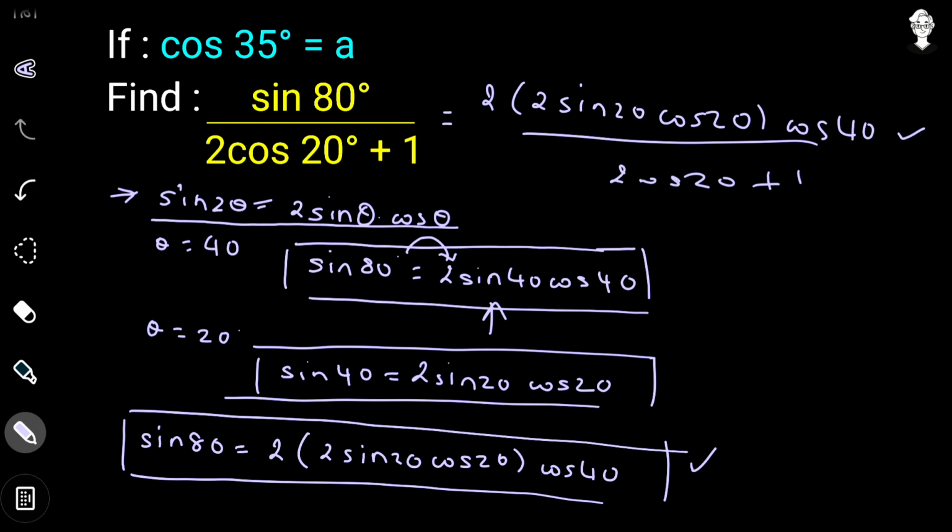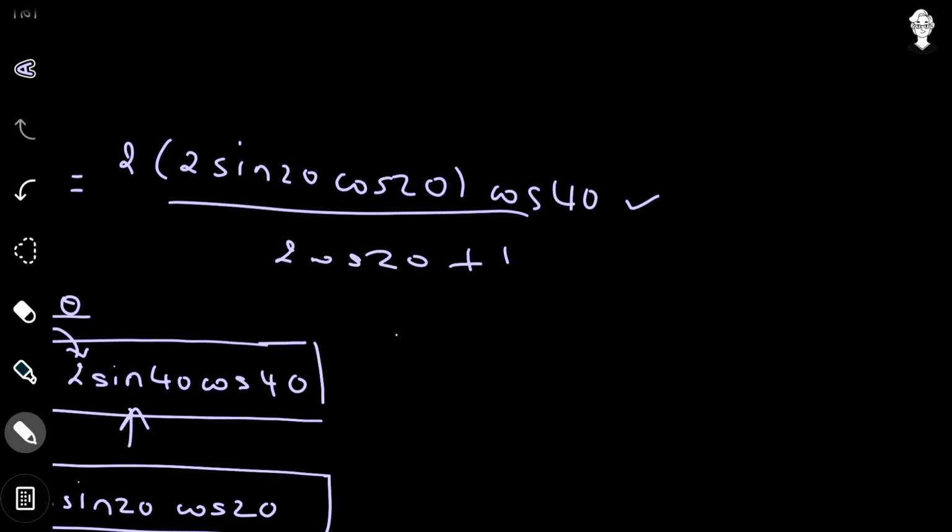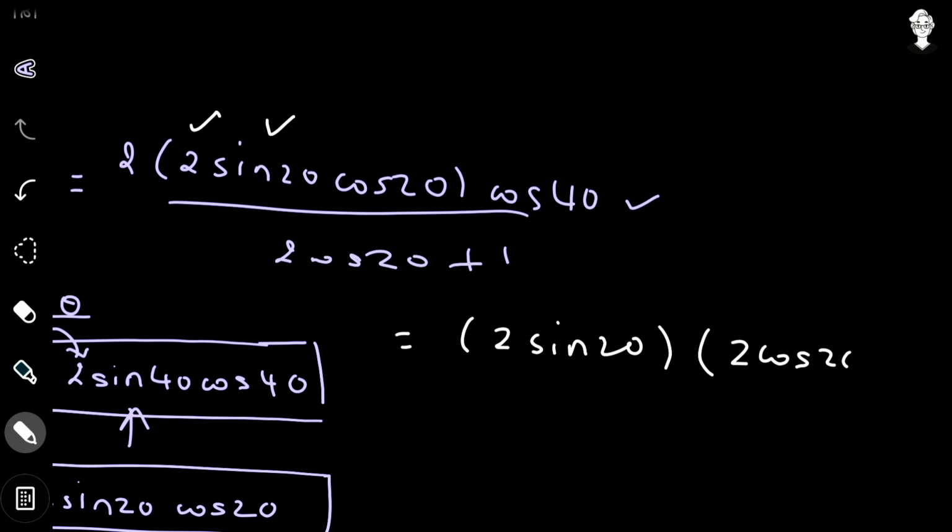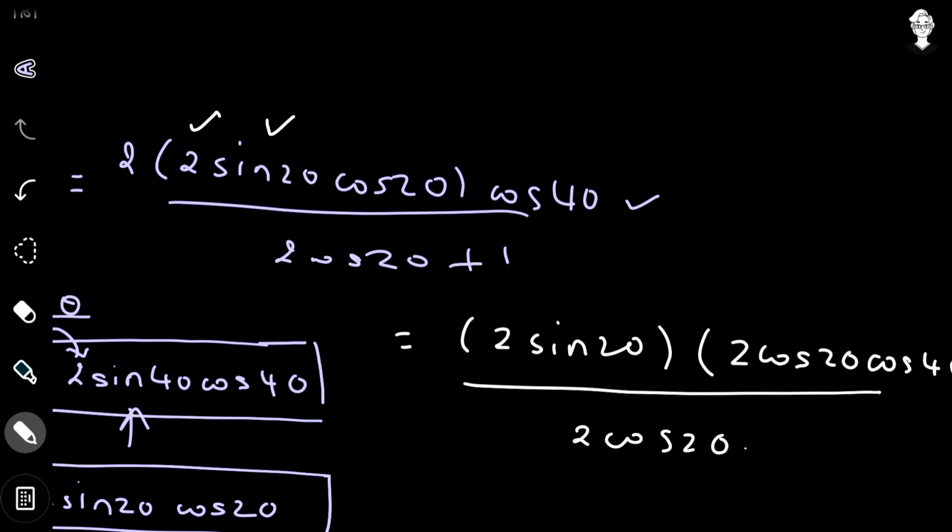Now in this numerator, all these terms are in multiplication, so we can just adjust the terms, like a into b into c can also be written as b into c into a, or else a into c into b. This means in multiplication the terms can be just adjusted. So I will keep these terms in two brackets. The first bracket will contain 2 times sine of 20 degree, and in the second bracket we will keep 2 times cos of 20 degree multiplied with cos of 40 degree, and in the denominator 2 times cos of 20 degree plus 1 as it is. You can see that I have just separated these terms with brackets: 2 times sine of 20 degree together and 2 times cos 20 cos 40 in another bracket.